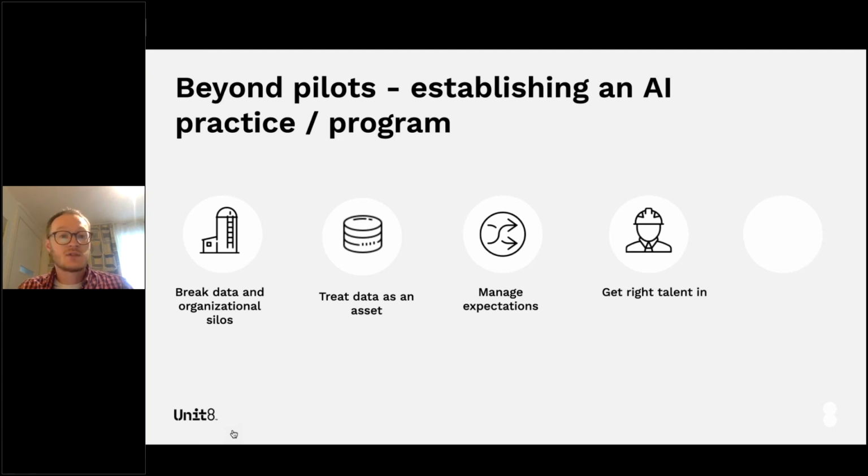At the same time, there's a couple of decisions ahead of you. If you want to establish the AI program, you might want to think about how do I develop my capabilities in-house, or how do I partner with others to be successful? And again, a lot of you might already be using the cloud. It makes the life of the data scientists and AI experts much easier if you're already using the cloud infrastructure.